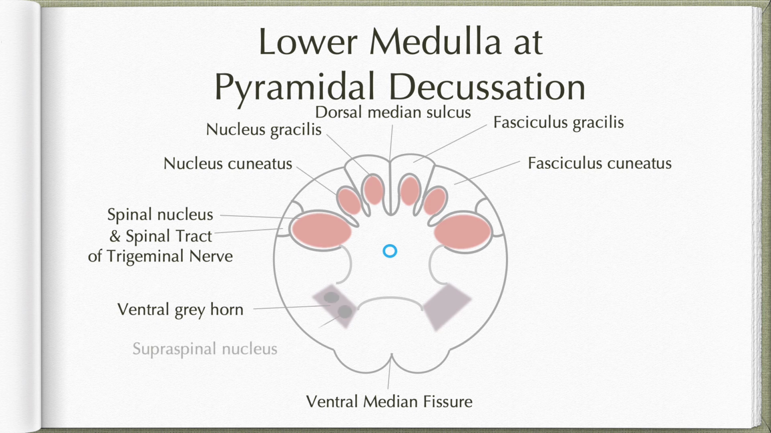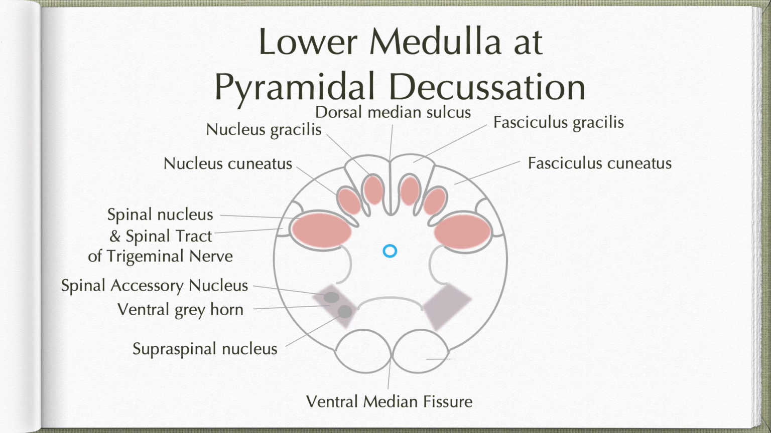Now within the ventral grey horn, we see the supraspinal nucleus and spinal accessory nucleus. The supraspinal nucleus contains neurons which are similar to the motor neurons of the ventral horn of spinal cord. So they will send fibers which will join with the C1 or the first cervical spinal nerve. The spinal accessory nucleus here is the cranial-most end of the spinal accessory nucleus. This will send fibers through the spinal accessory nerve to supply the trapezius and sternocleidomastoid muscles.